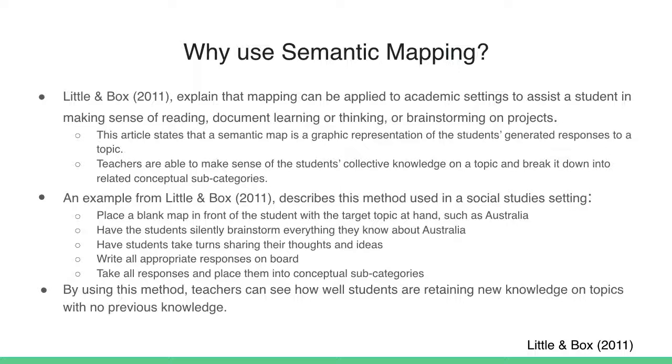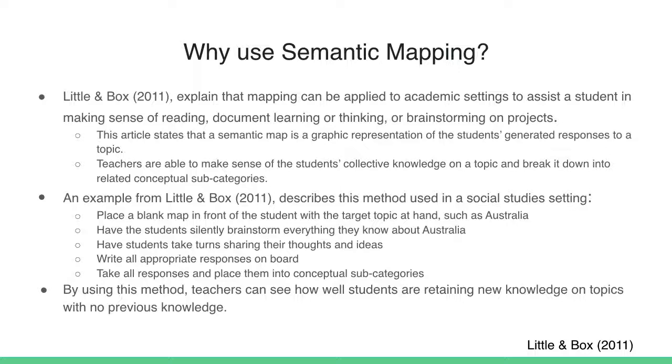So this research article by Little and Box is more recent than the research we've all been looking at. It's from 2011, but they do use a lot of dated research as well. This one specifically went into the explanation of using semantic mapping for something specific like learning about a new country. This is where they use semantic mapping specifically to make sense of reading, document learning, or thinking, and then brainstorming on projects, because we see a lot of students who can brainstorm, but then they can't put a whole lot of details within their projects and in their writing and things like that.